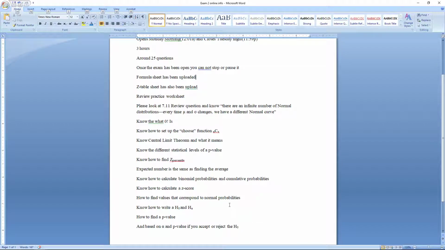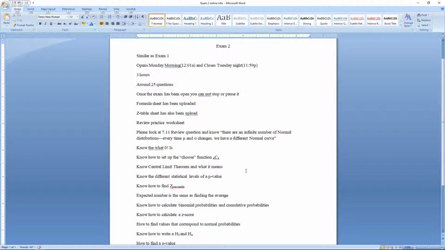If you know all this information and you do well on the practice worksheet that has been uploaded, I think you'll do fine on the exam. Just know you do have 3 hours, so if you have time to go back and look at the questions and slow down, I highly recommend it. Don't try to go too quickly through them.